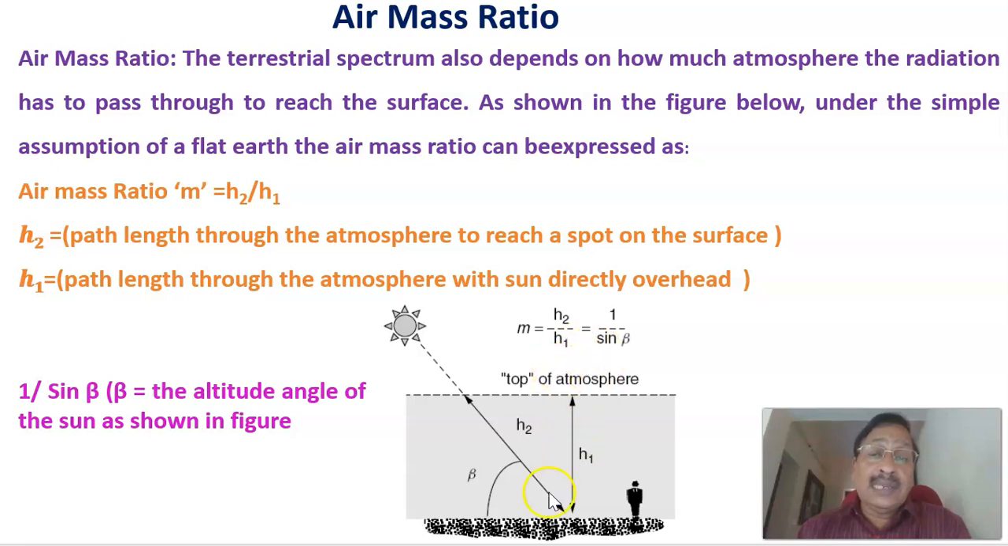Another way, the same thing can be explained in mathematical form. Sine beta equals H1 by H2, or H2 by H1 equals 1 by sine beta. Therefore, the air mass ratio M equals H2 by H1, which equals 1 by sine beta, where beta is the altitude angle of the sun as shown in the figure. 1 by sine beta is equal to the air mass ratio.